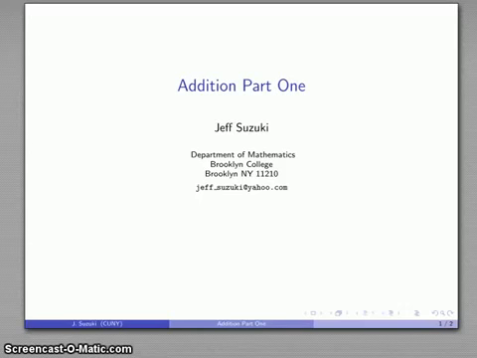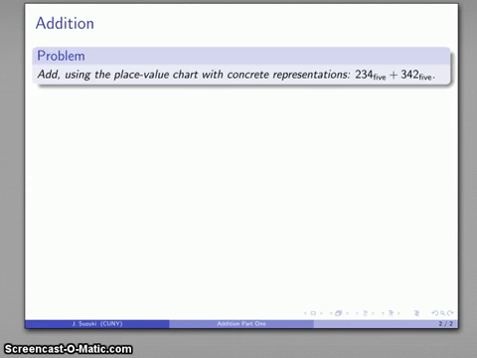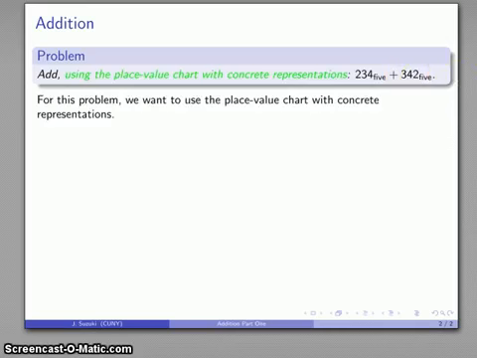Now, the set definition of addition allows me to construct a different algorithm for addition, and this is going to be derived as follows. So let's go ahead and try an addition using a place value chart, and we'll use a concrete representation of our objects, and let's add together 2, 3, 4 base 5 with 3, 4, 2 base 5. Now, in this problem, I want to use a place value chart with concrete representations. What do I mean by that?